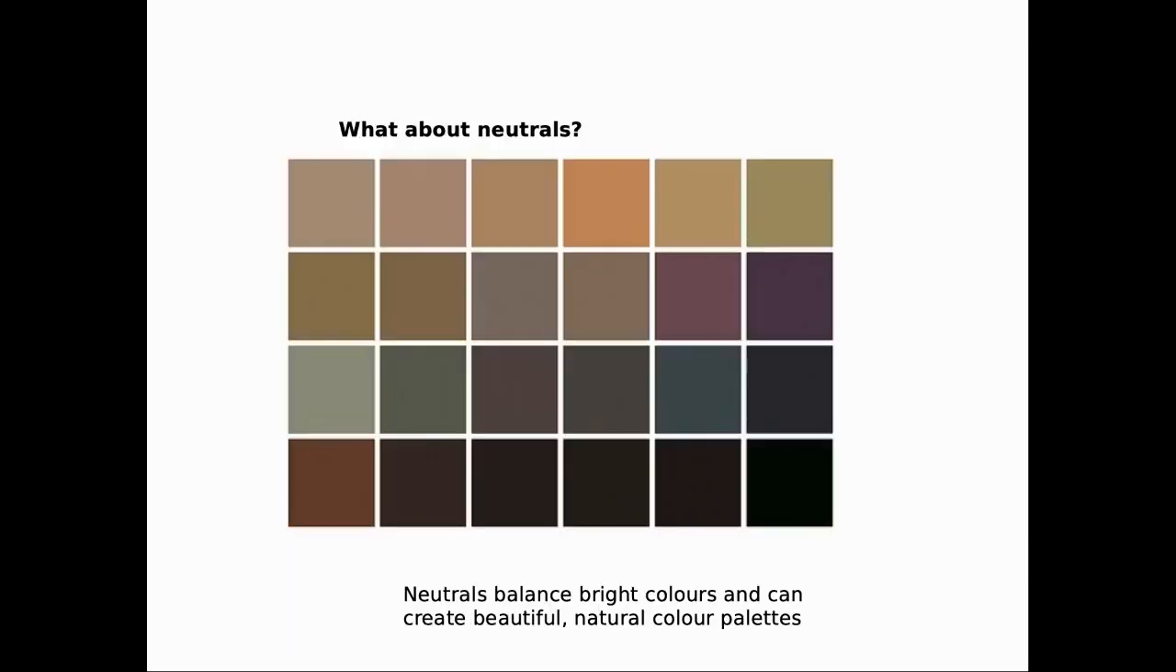Okay, so that was five examples of different color palettes. And before we simplify things, I'm going to add one more layer of complexity, and that's the idea of neutrals. So what are those? Neutrals are like grays, browns, kind of blacks and whites. They're those colors that are a lot duller.